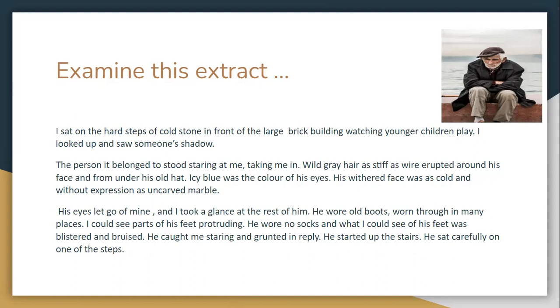If we move into the second paragraph, the person it belonged to stood staring at me, taking me in. Wild gray hair, as stiff as wire, erupted around his face. And we're going to take a moment to look at the description of his hair. It was described as wild gray hair, so it was unkempt. It was all over the place. So it was wild, and that is also an adjective. Gray is an adjective that gives us an idea of the color of his hair. And of course, that shows us that he's an older fellow.